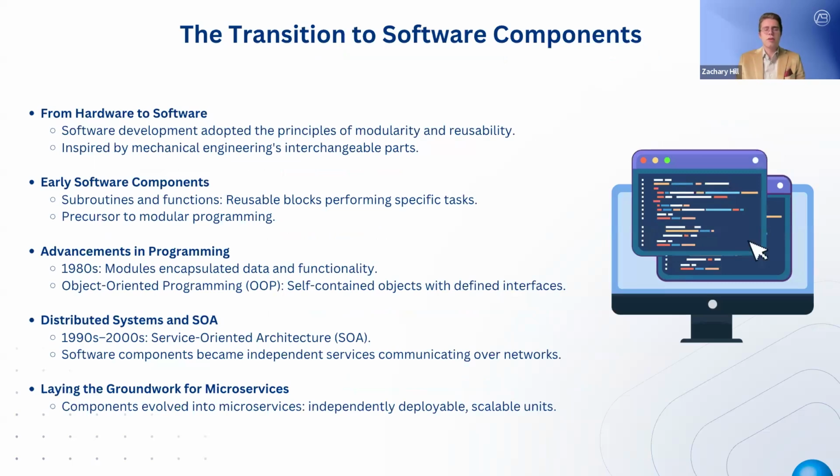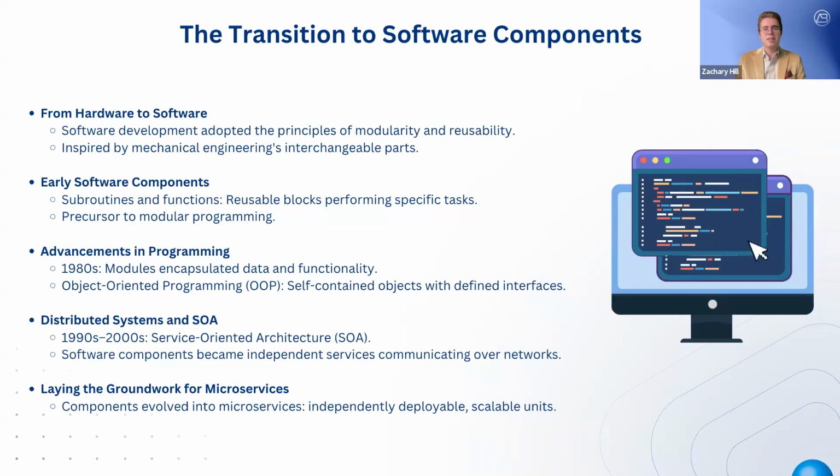Now, the transition to software components began when the principles of modularity and reusability, long used in mechanical engineering, were applied to software development. Early on, software engineers recognized the inefficiency of writing every program from scratch. Inspired by interchangeable parts and mechanical systems, they created reusable blocks of code, initially as subroutines and functions. Now, these became the foundation of modular programming, simplifying development and maintenance.